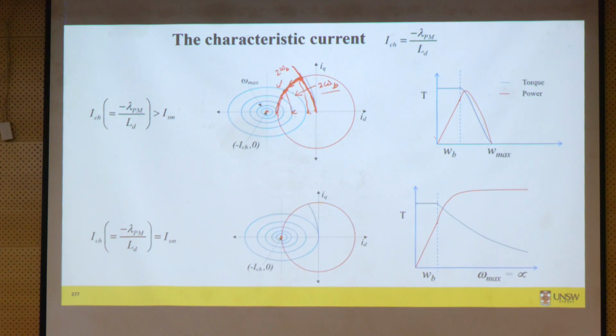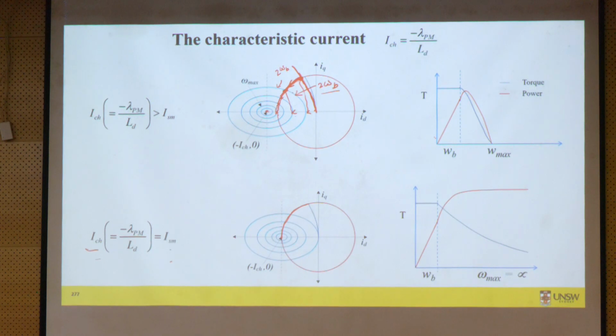cross section of the current limit, okay, here, that means characteristic current and your rated current are equal, then theoretically you can actually keep going up to infinite speed through the flux weakening, okay. So that's why, remember, we talk about, we want to make characteristic current same as the rated current. So if we do that in the voltage limits and current limit circle, we can understand that we can keep getting flux weakening for infinite number of speed.